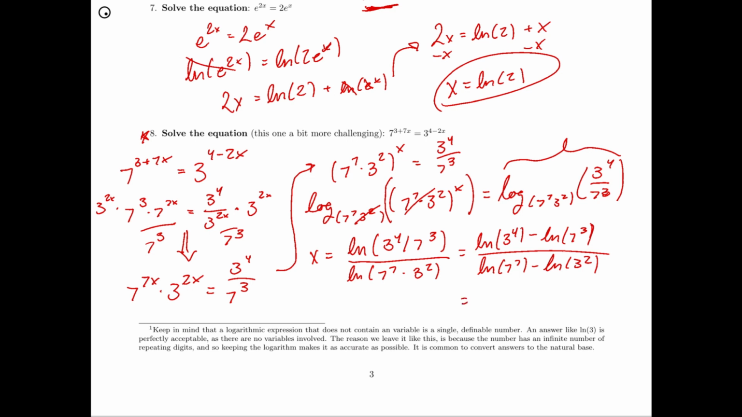So the final answer is 4 natural log 3 minus 3 natural log 7 over, and let me just draw a line to separate this, 7 natural log 7 minus 2 natural log 3. That is all equal to x, and that's a much easier answer to read. So yeah, bit of an evil question for me to ask, I admit, but that was my solution. I'm sure there's a way better one out there. You can just find it for yourself.